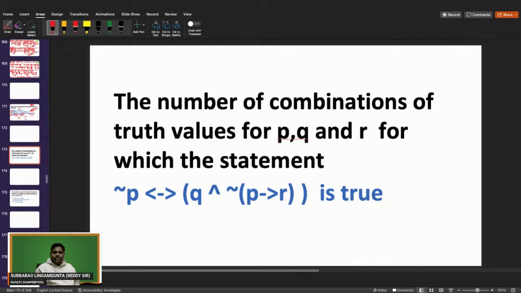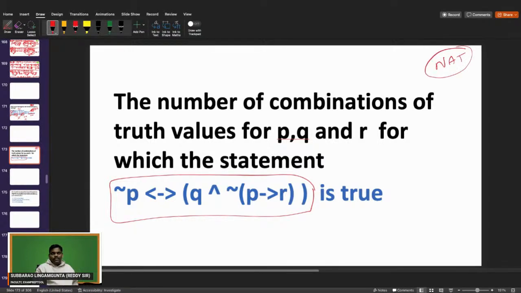Can you try, what is the answer of this? The number of combinations of truth values for P, Q, and R for which the statement is true. This statement should be true for how many combinations? It is a NAT type question.